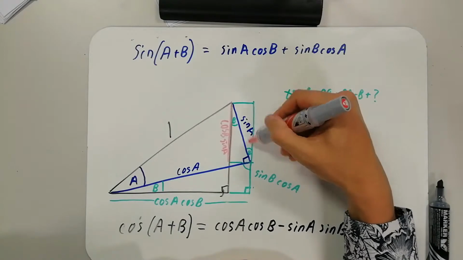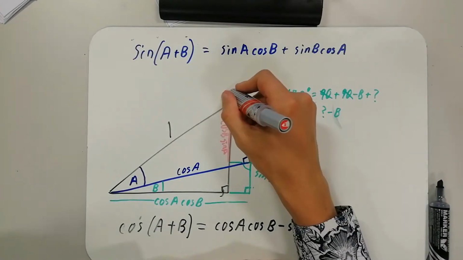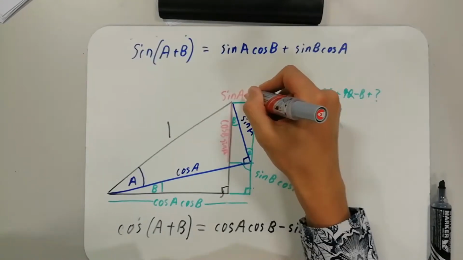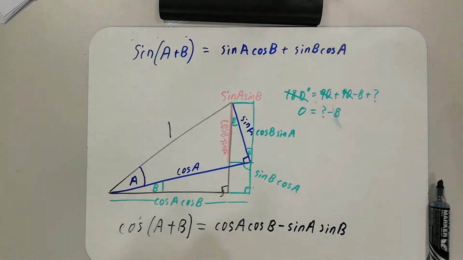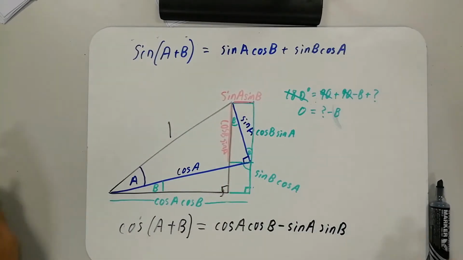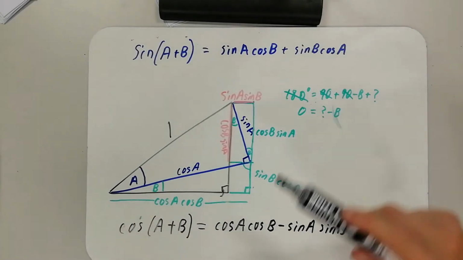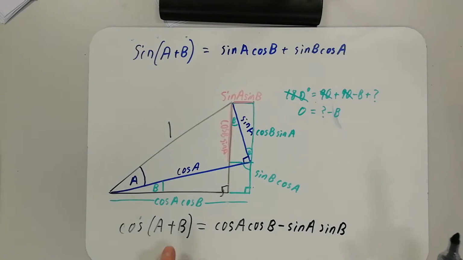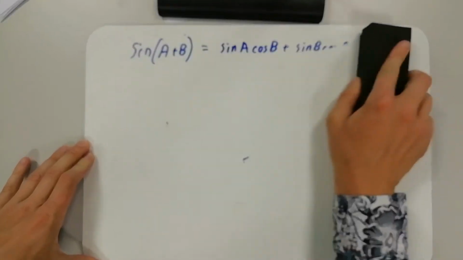So again, we can find that hypotenuse times sine of B will give me the length of that green section there. And I know I need to subtract that. That's how we can derive the formula for cos of A plus B. We use that diagram. Okay, let's also look at the formula for tan.